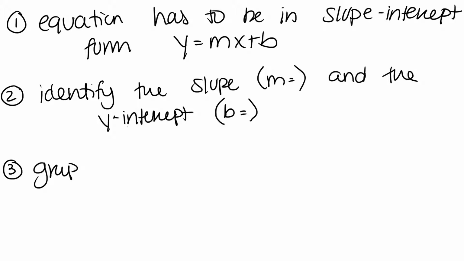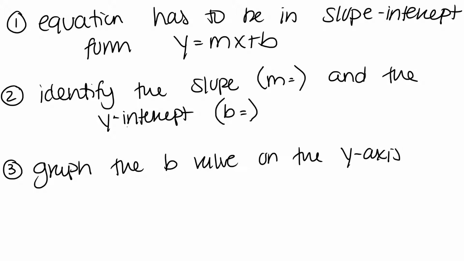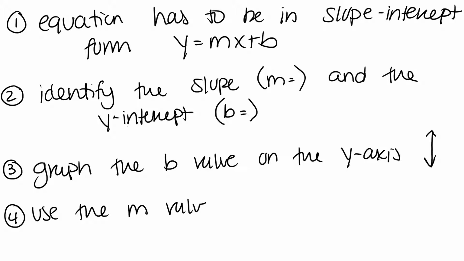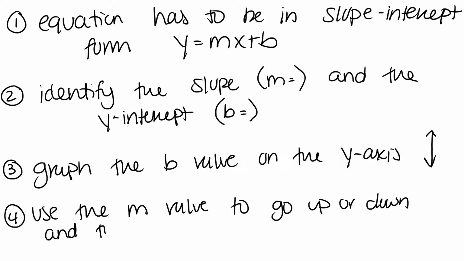You graph the b value first on the y-axis. That's the line that runs straight up and down. Then you use the slope, that's the m value, to go up or down, and then always right.